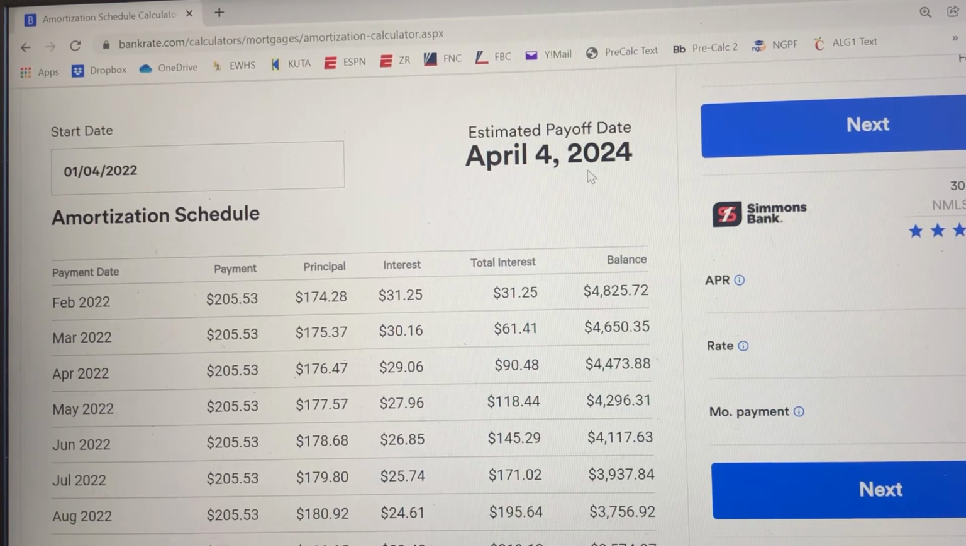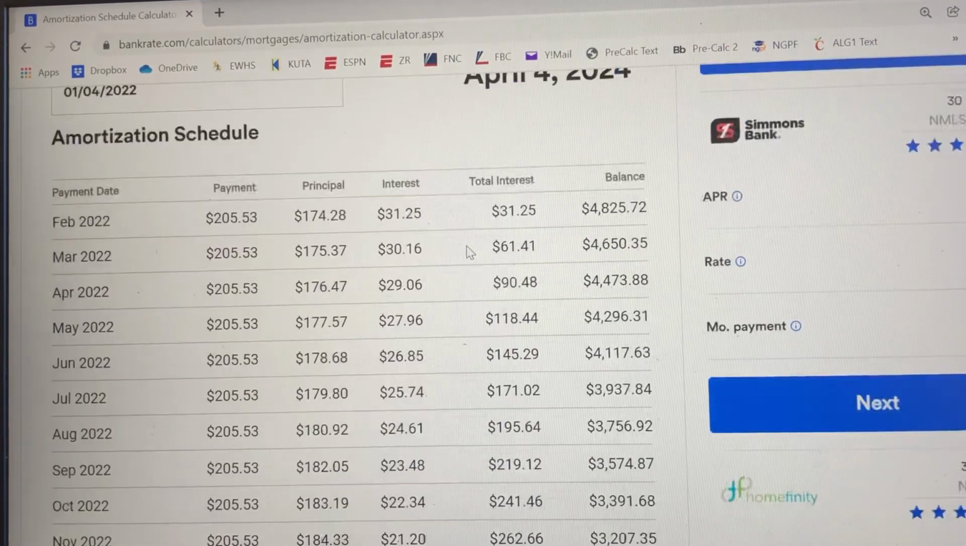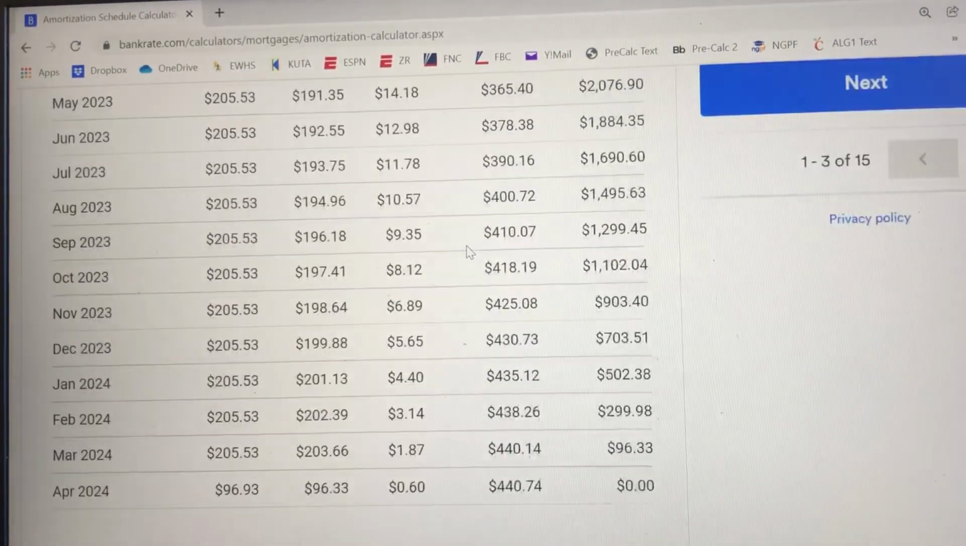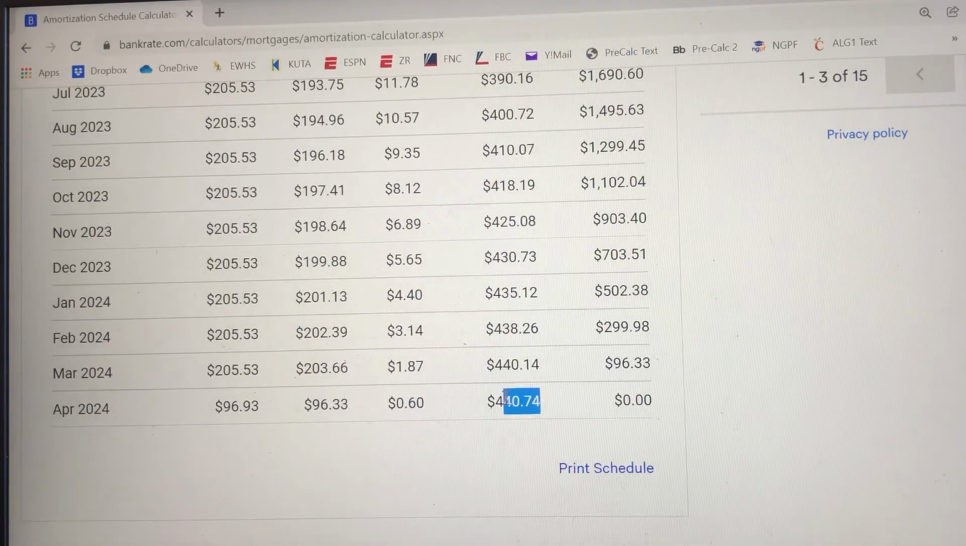Look at the estimated payoff date. Originally, it was January of 2025. By us paying an extra $50 each month, we sped that up. It's like 9 months quicker that we're paying this loan off. So instead of being 36 months, it's going to be about 27 months, a little over 2 years. So initially, we were paying almost $600 in interest. By paying an extra $50 each month, we're saving ourselves about $160 total in interest.